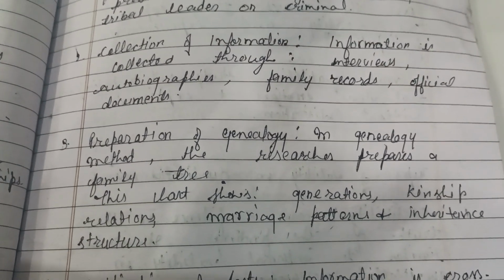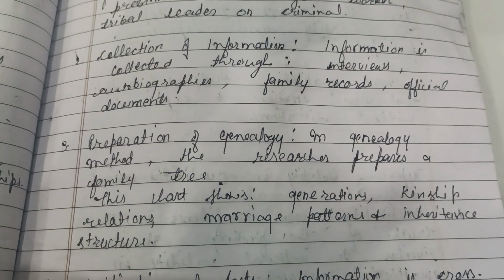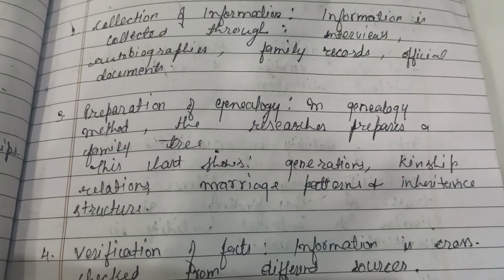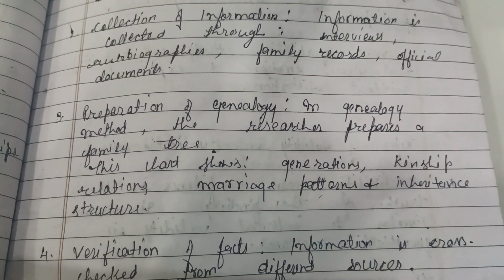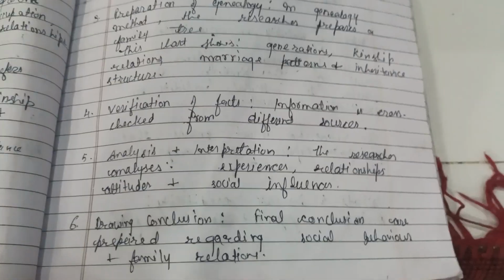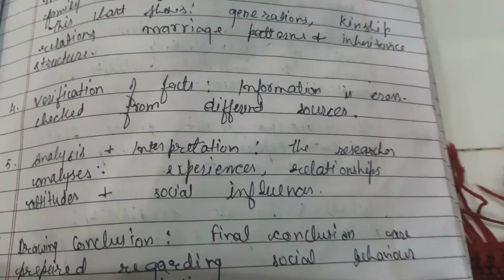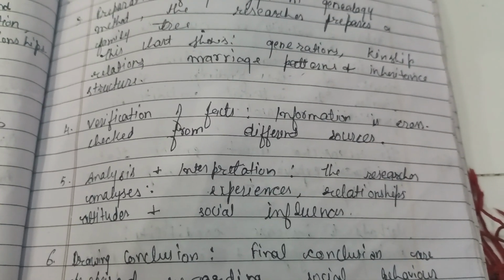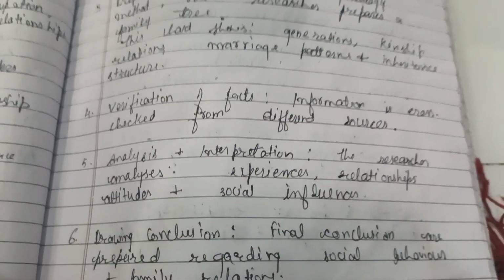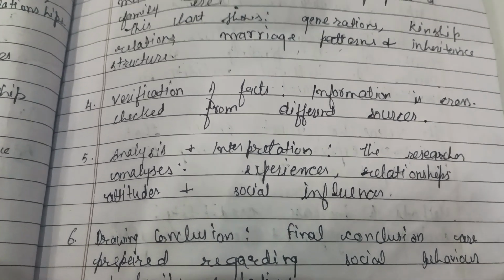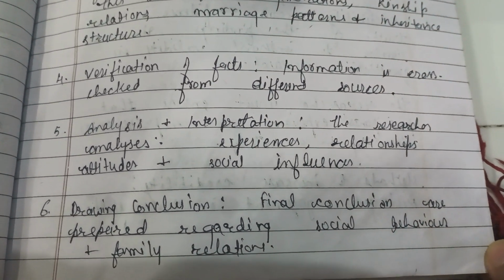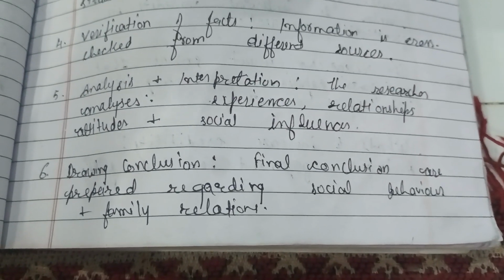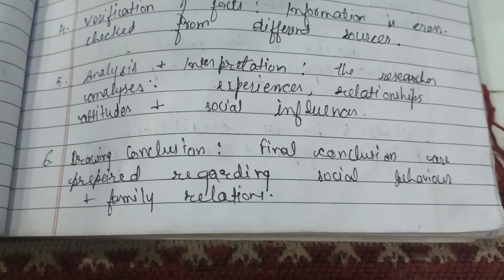Preparation of genealogy. In genealogy method, the researcher prepares a family tree. This chart shows generation, kinship relation, marriage pattern, and inheritance structure. Verification of facts. Information is cross-checked from different sources. Analysis and interpretation. The researcher analyzes experience, relationship, attitudes, and social influence. Drawing conclusion. Final conclusions are prepared regarding social behavior and family relations.